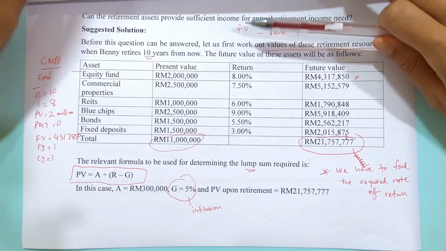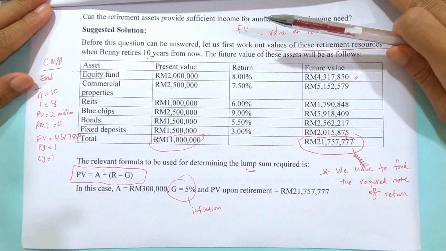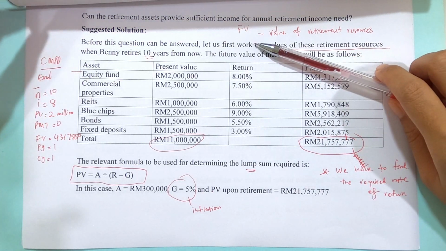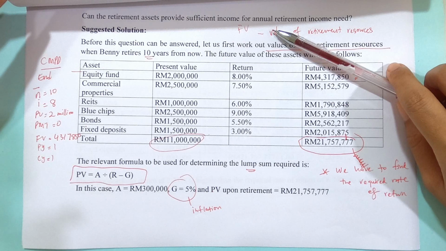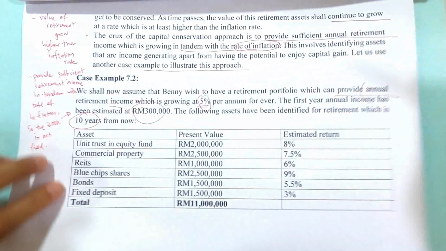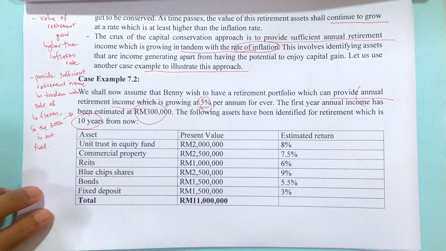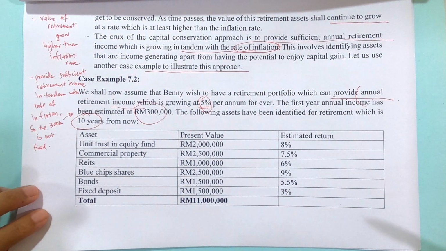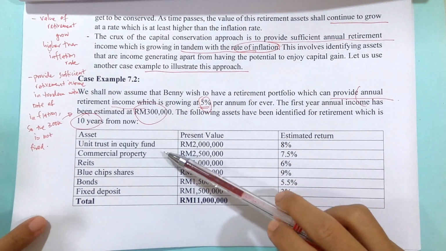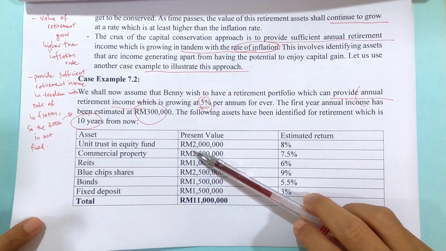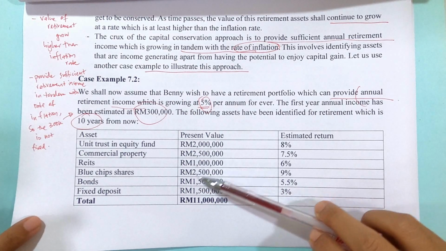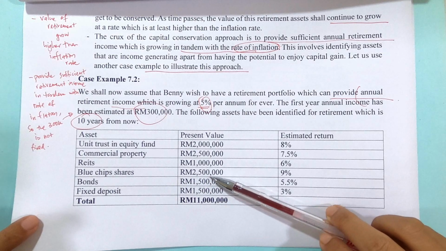Alright, therefore our task is to check whether this asset is actually sufficient for the retirement fund, for the annual retirement income of Benny. Actually, the assets that Benny has are very large, because the unit trust fund is already about 2 million. Commercial property is 2.5 million. Blue chip shares is 2.5 million.